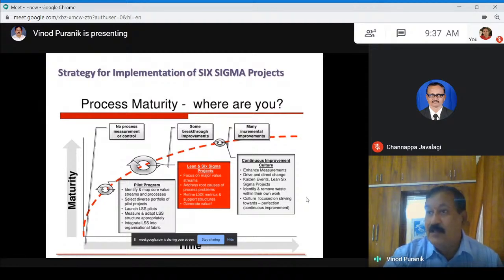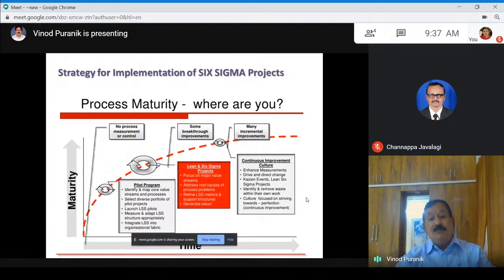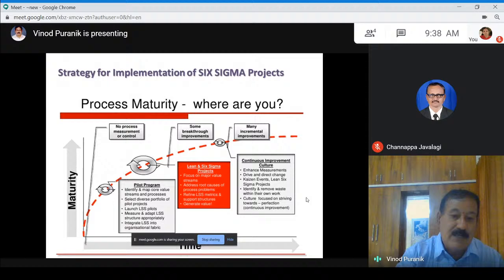And a very important thing is the strategy for implementation of Six Sigma projects. What should be very important is the process maturity. See, if any organization adopts or deploys Six Sigma, they have to go through several stages of maturity. Until now, however, there has been no formal description of these evaluations. So the Six Sigma maturity model introduces how we are able to get maturity with respect to time.